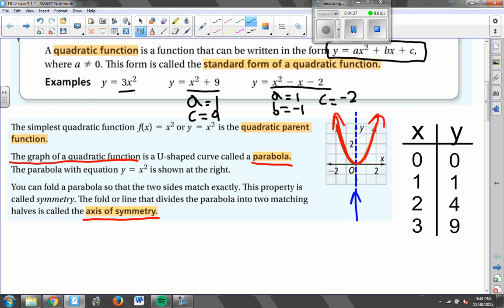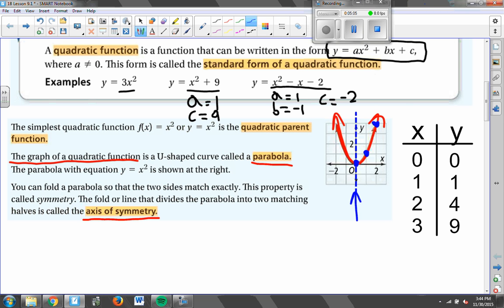Okay? Now before we go on, I want to connect this to a table of values that we were doing in our classwork just today. So if we notice 0, 0 is here, 1, 1 is here, 2, 4 would be up there, and 3, 9 would be up and off the graph.